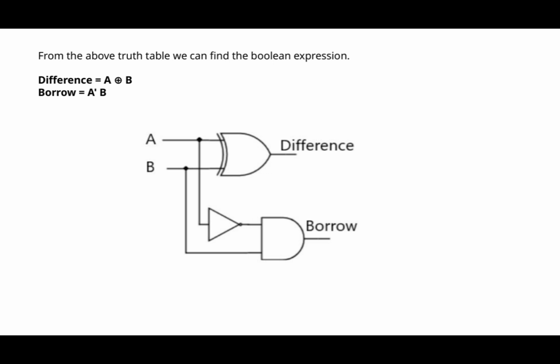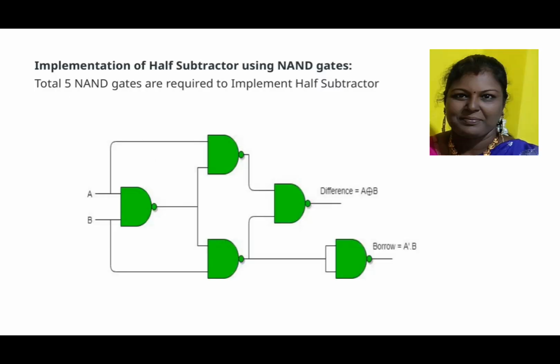Let's talk about building a half subtractor using only NAND gates. To make this work, we need a total of 5 NAND gates. Each gate plays a specific role in handling the subtraction logic, breaking down the inputs to produce the difference and borrow outputs. This approach shows how versatile NAND gates are, letting us create essential arithmetic functions with just one type of logic gate. It's a neat example of simplicity meeting function in digital design.